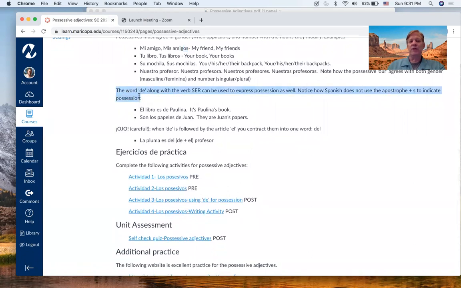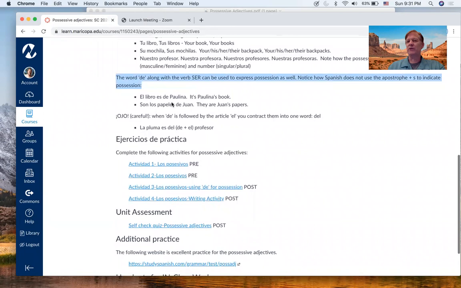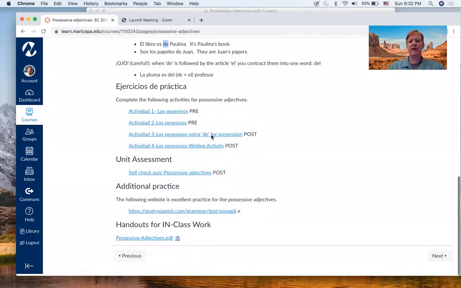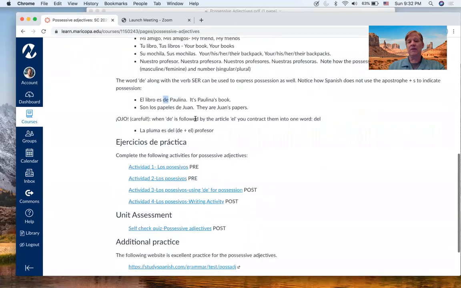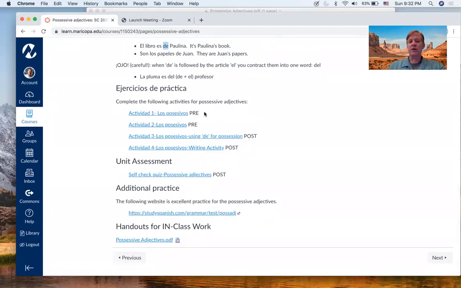Sometimes, to avoid ambiguity, especially with third-person forms, we use a longer form of expressing possession or relationship. So for instance, el libro es de Paulina, or son los papeles de Juan. We put an article and a noun, and then the owner separated with de. We'll take a look at this in the handout a little bit more. So study this, Google it if you need some more explanations, or go here to the additional practice if you want to practice a little bit before taking these pre-exercises in the post one.